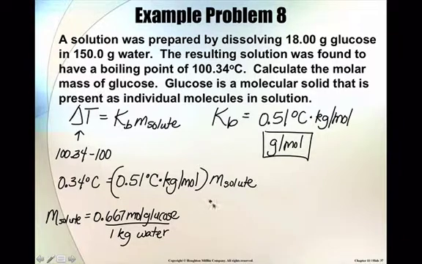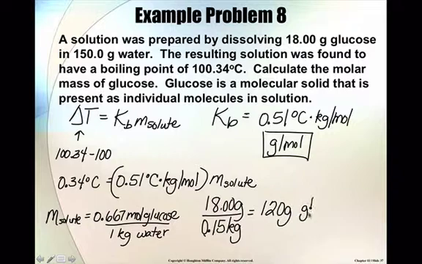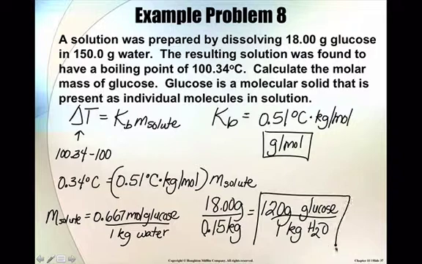So I'm going to take the 18 grams of glucose from the problem, and I'm going to divide it by the 150 grams of water. But I'm going to do a quick conversion because I would rather have that in kilograms to match this one. So this is going to be 0.15 kilograms of water. So if I take 18 and I divide by 0.15, I end up with 120 grams of glucose per 1 kilogram of water. So I have this value and I have this value.